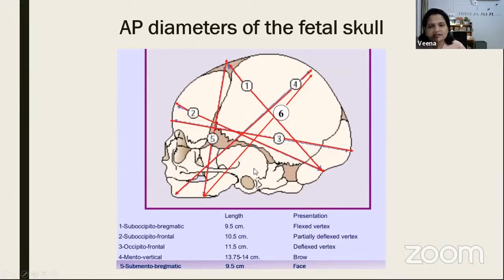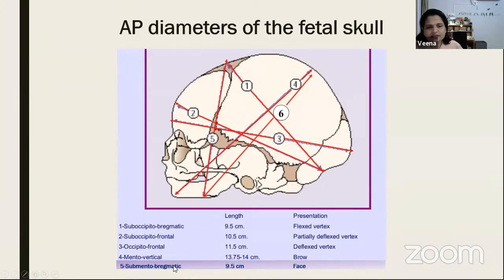In the exam, when you're answering, it's always better to answer in a range, like 9.25 to 9.5, 10.5 to 11, 11.5 to 12. Put a range if possible. Otherwise, you can tell the exact value given here, which is also fine. Then we have the biggest diameter, the mentovertical, from the mentum, the tip of the mandible, to the vertex, the highest point on the vertex. It comes into play in brow presentation, and there is no mechanism of labor for this.